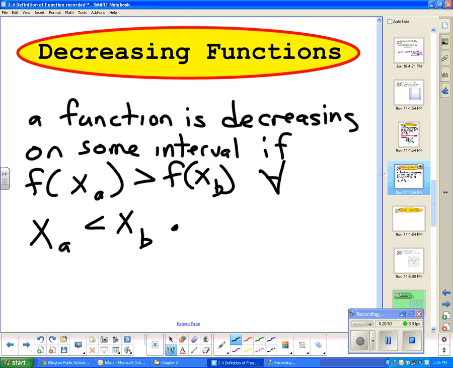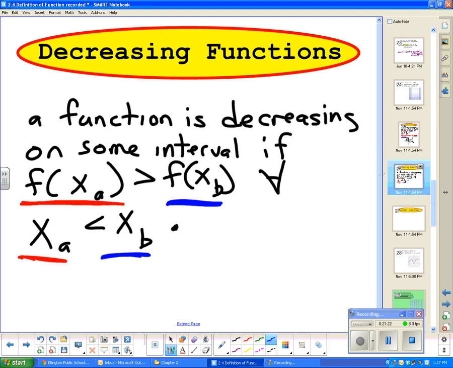So that's a little bit different than last time. It looks a little bit different. But what we're going to get at here is sort of an opposite relationship. X sub a is the smaller of the inputs because it's smaller than x sub b. But the output for the smaller input is larger. The smaller input has the larger output. X sub a is the smaller input, but f of x sub a is the larger output. And x sub b is the larger input, but has the smaller output.